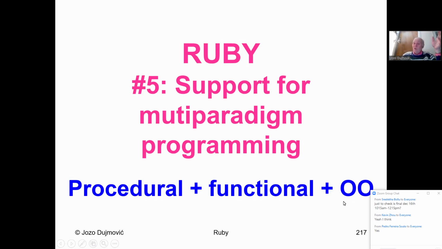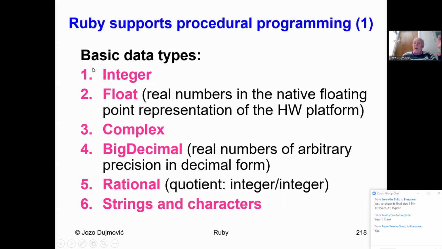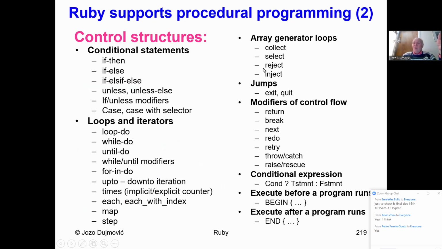Procedural, functional, and object-oriented is supported. Basic data types in Ruby: integer, float, complex, rational, strings, and characters. It has procedural programming supported with 30 different control structures.